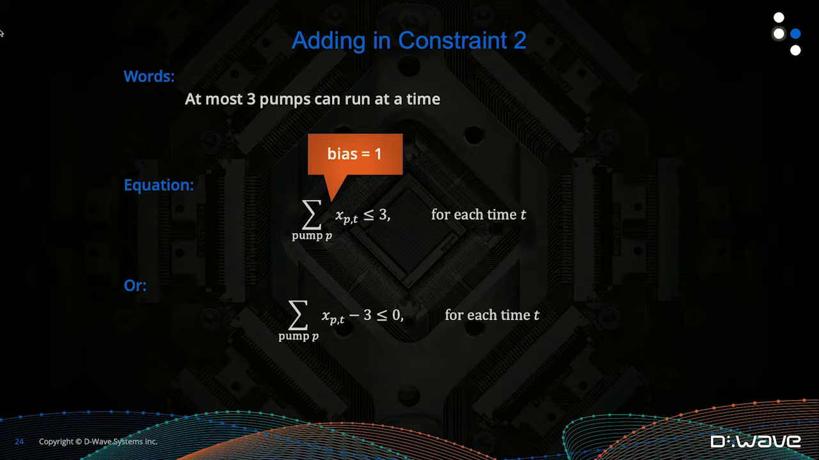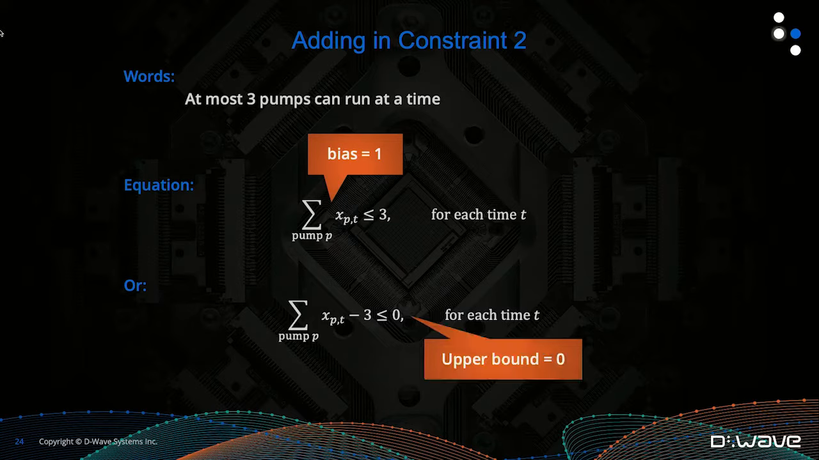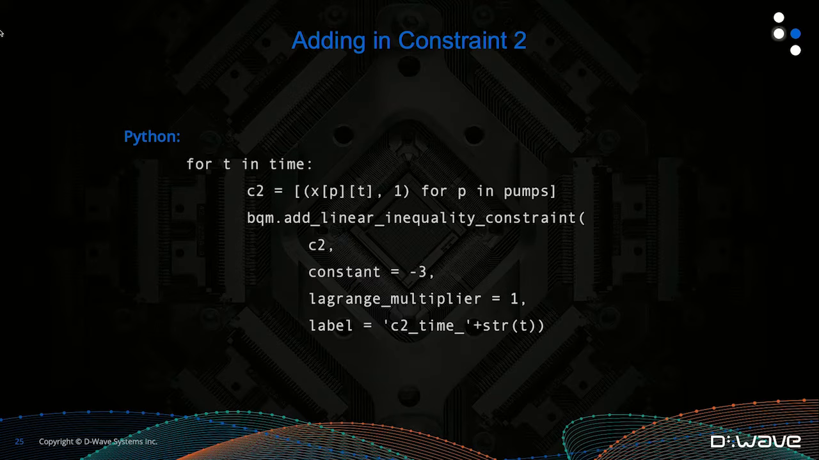So we have a bias of 1 again, and we have an upper bound of 0. And in the code, we have a parameter called constant. This is when we move it over and our upper bound is 0. This constant now is -3. And you'll see where that comes in.